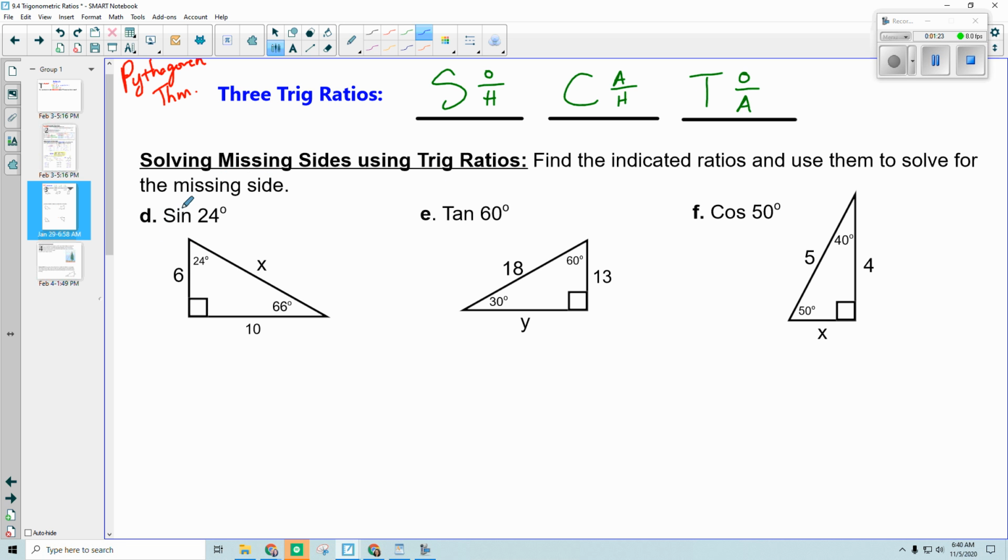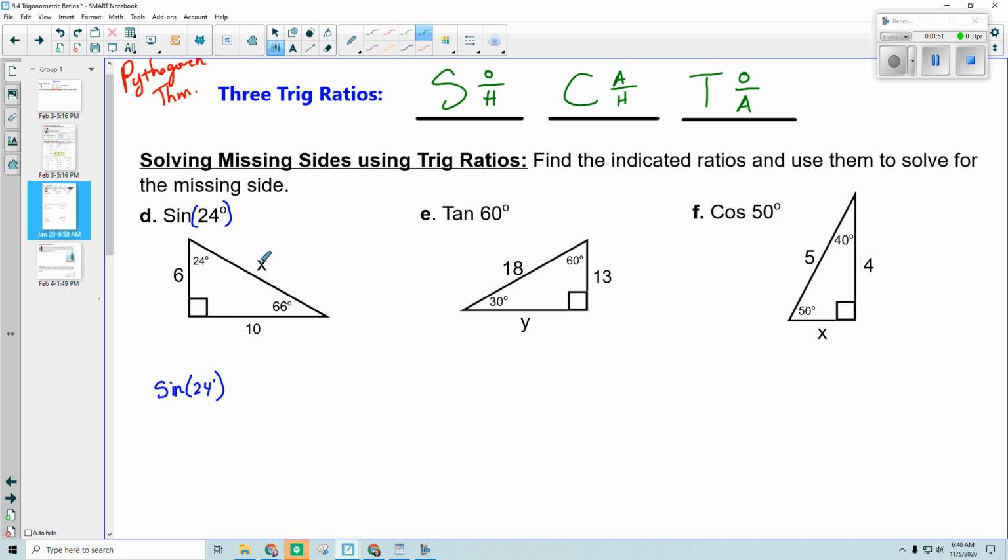So this first problem here, I have a triangle, and I'm told to find sine of 24 degrees. So here I'm finally plugging in an actual angle into a trig function. So I'm going to write sine of 24 degrees down here. Okay. So what does that mean if I'm plugging in 24 degrees? Well, if this is the angle I'm plugging in, this is my reference angle.